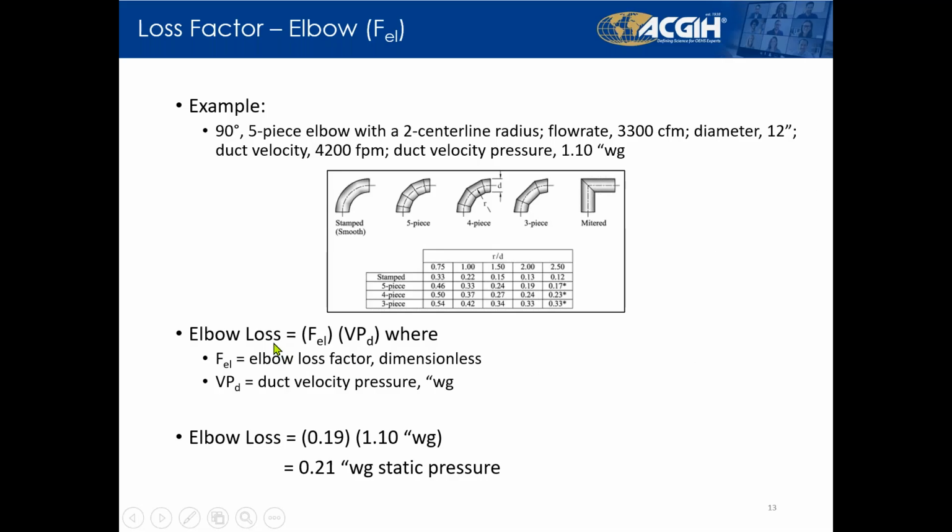Knowing that, we can calculate our elbow loss, and our elbow loss is our F sub L, which is 0.19, times our duct velocity pressure, which is 1.1, and that value is 0.21 inches of water gauge.